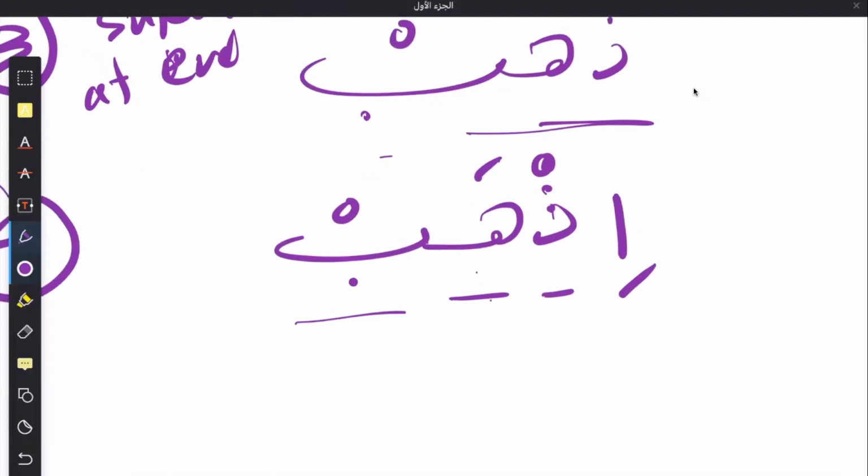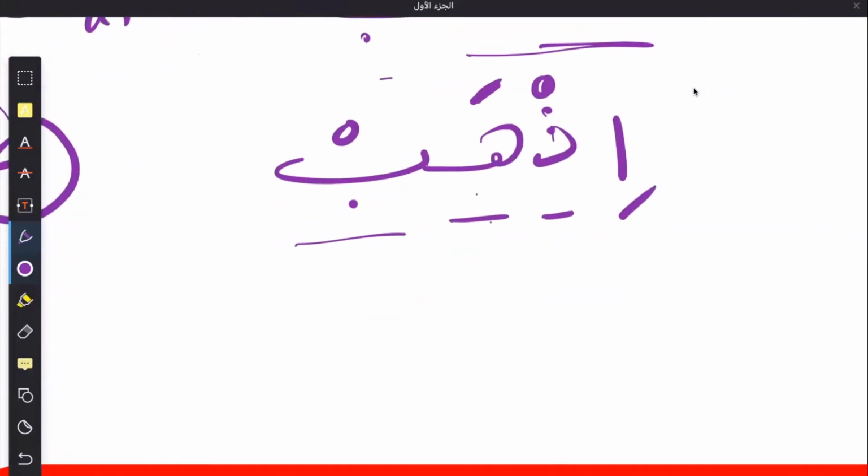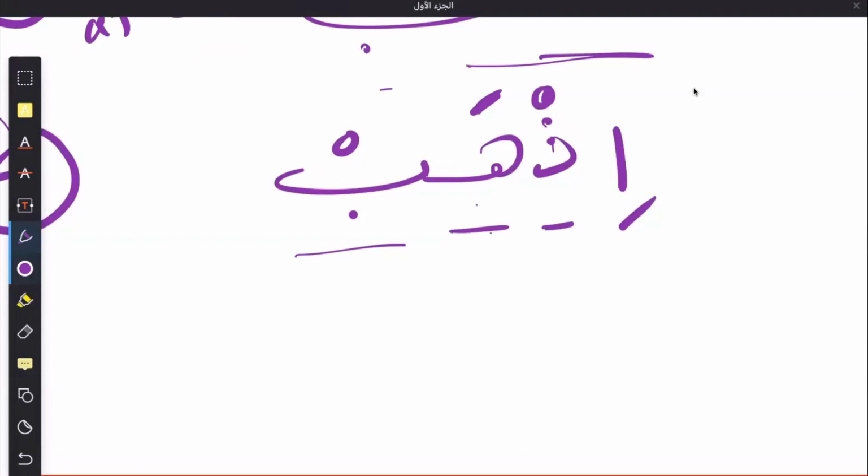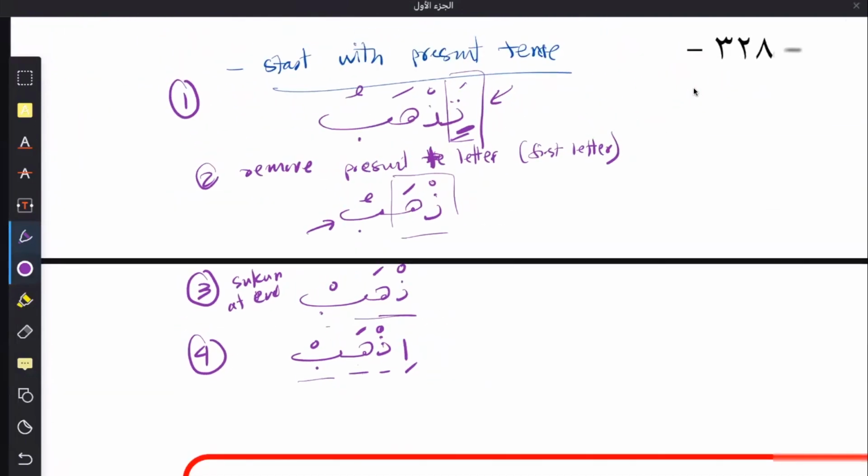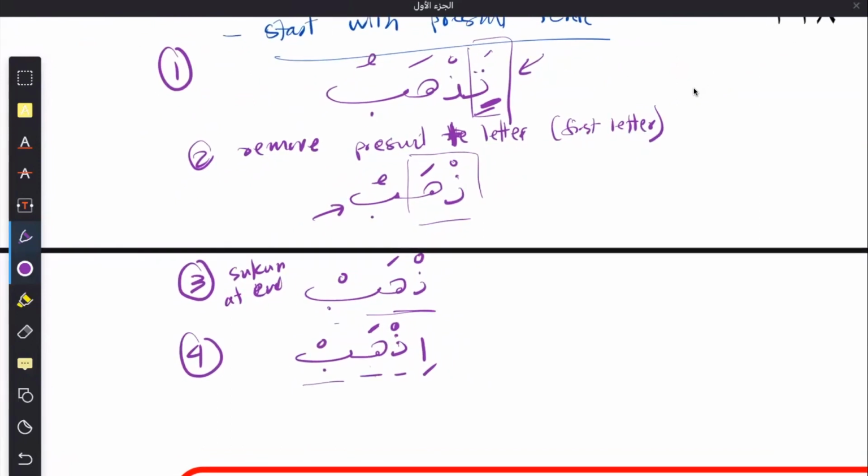So here, is it a dhamma? No, it's not a dhamma. It's a fatha, so we stick with our default. Idhab. All this talk, all we did is make tadhabu into idhab. Tadhabu to idhab. You get it? Makes sense, guys?